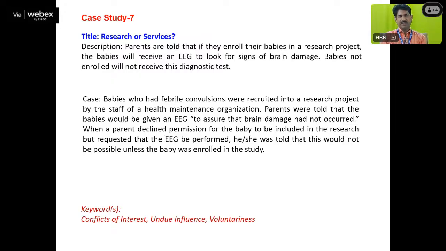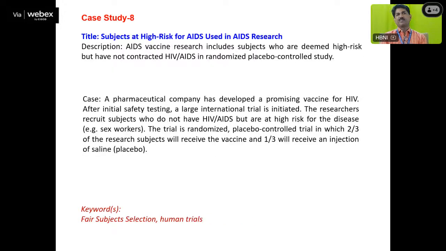Another case study I'll discuss. So here the case study number 8. The title is Subjects at High Risk for AIDS Used in AIDS Research. So the description is, AIDS vaccine research includes subjects who are deemed high risk but have not contracted HIV/AIDS in a randomized placebo-controlled study. I'll just discuss, then we'll discuss where the ethical standard has been breached during this particular case study. The case tells that a pharmaceutical company has developed a promising vaccine for HIV.